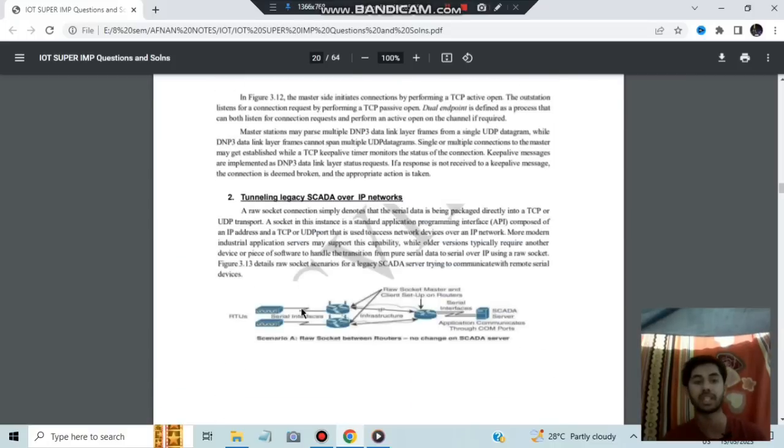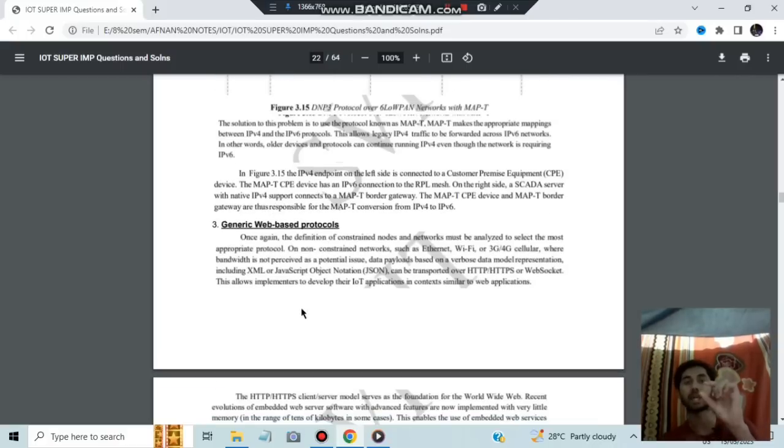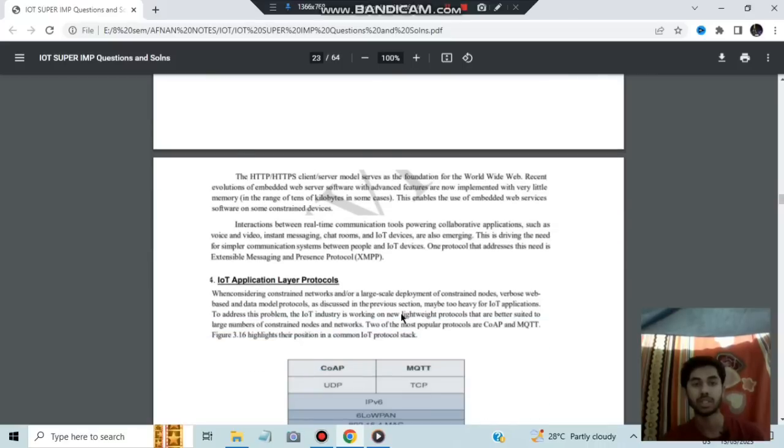Let's have a look at what the generic web-based protocols are. These web-based protocols are not defined for one thing. They can be used for many different things, so they're called generic web-based protocols. Here we will be having both the constrained and the non-constrained nodes, of which examples are given here, and we'll be using HTTPS, HTTP, WebSockets. All those things will be implemented here. And there is the Extensible Messaging and Presence Protocol. All these protocols form the generic web interface.